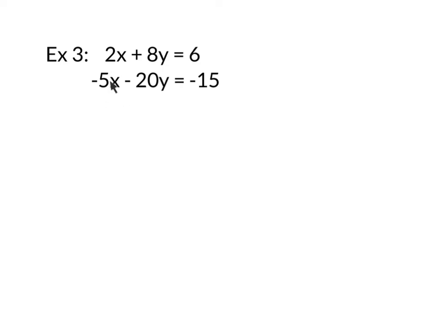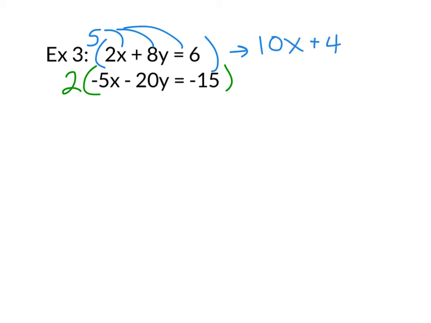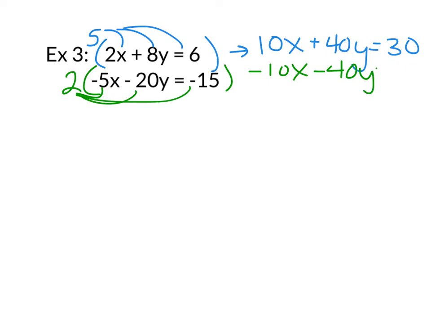Let me show you. Let's say I want to get rid of the x's. I could multiply my top equation by 5 and multiply my bottom equation by 2. Let's see what happens when I do that. On the top, be sure I multiply everything. I get 10x plus 40y equals 30. On the bottom, when I multiply every single term by 2, I get negative 10x, negative 40y equals negative 30.